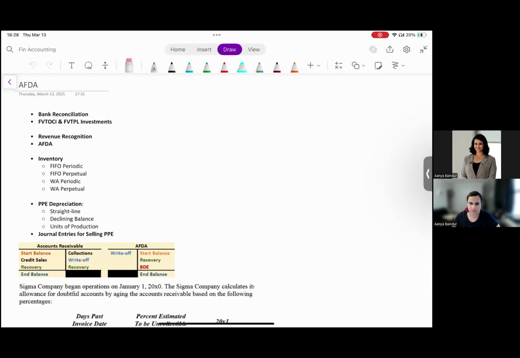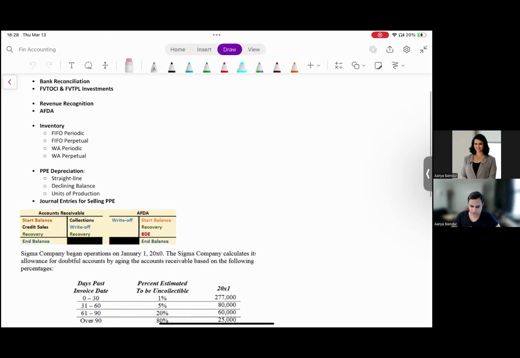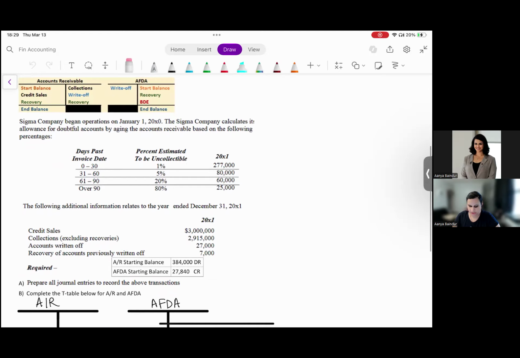Here, if you check on top, I've created a list of all the topics that you'll have to cover for test 2. You have a bank reconciliation, your two types of investments, revenue recognition, allowance for doubtful accounts, four types of inventory, depreciation, which is of three types, and the journal entries involved with selling property, plant, and equipment. So for the very first video, we'll be going through allowance for doubtful accounts and accounts receivable, and all the journal entries involved in that.